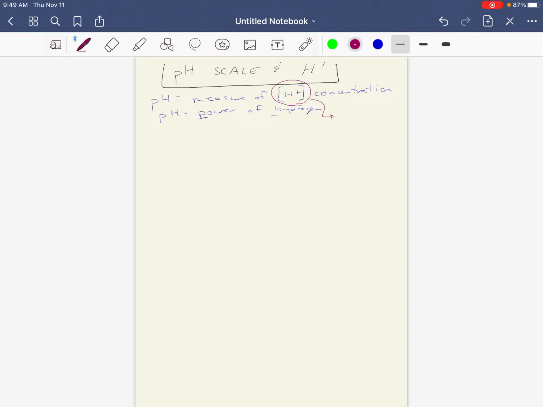Now, more specifically, it's the amount of hydrogen in a solution, and that's why you'll see brackets. When we see those brackets around the hydrogen, we're not just talking about the amount of hydrogen, period, but we're talking about the amount of hydrogen in a solution.